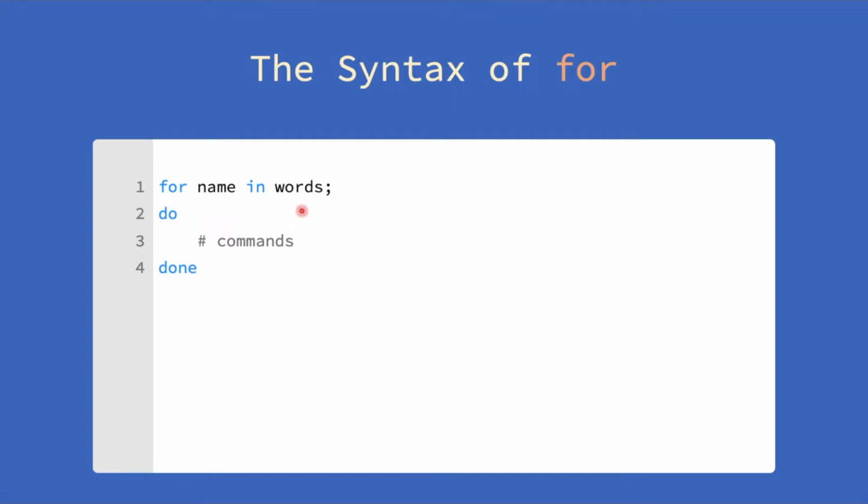Next comes the words. As I said before, this is a place to provide the input to the for loop. After that, it's a semicolon, then the keyword do. Follows the commands block to put all the process code here to process with the name variable. Finally, the done keyword here tells Bash it's the end of our for loop block.